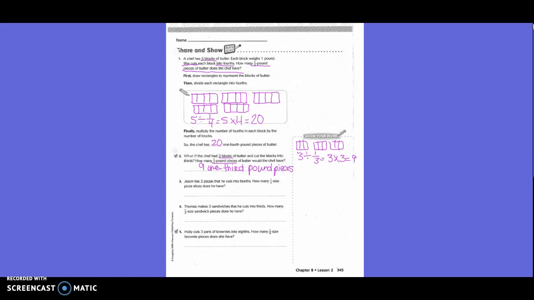Jason has 2 pizzas that he cuts into 4ths. How many 1/4 size pizza slices does he have? So what do I need to underline? 2 pizzas into 4ths. And then how many 1/4 size pizza slices does he have? So how many circles do I draw? 2. How many pieces do I cut each one into? 4, right? Okay, so my number sentence will be what? 2 divided by 1/4 equals, and I had 2 pizzas. How many pieces in each pizza? 4. So 2 times 4 equals 8. So we write 8. What, guys? 1/4 size pieces.